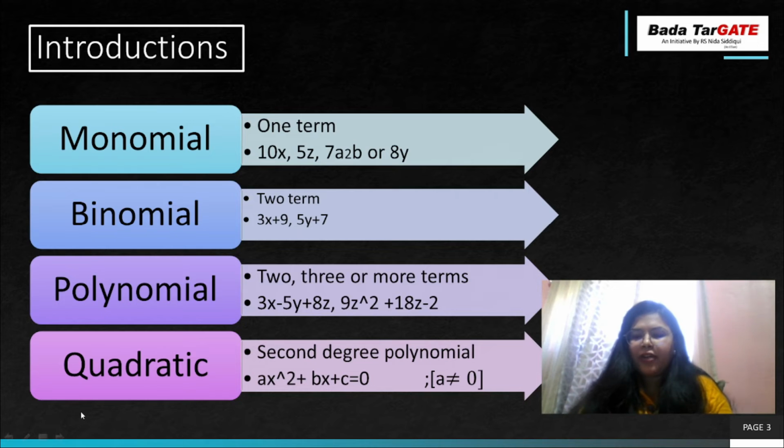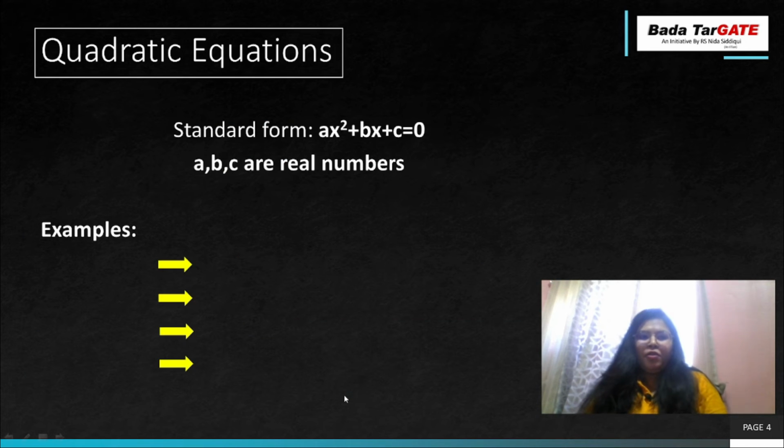The term quadratic comes from the Latin word quadratus, which means square. So for quadratic we have a square term. It is a second degree polynomial equation, in the standard form of ax square plus bx plus c. So now we come to the quadratic equation.